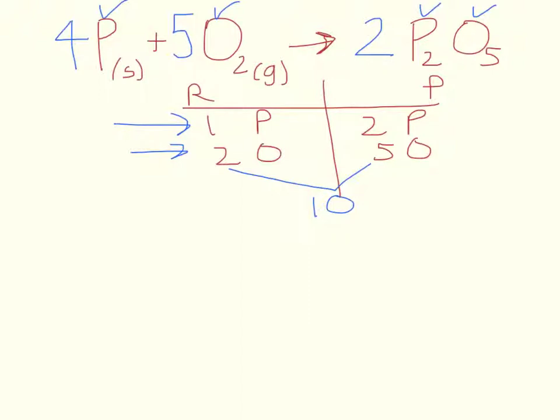The next thing I need to do is go ahead and draw shapes. So what I'd like to do is assign a different color or a different shape to each element. So for the phosphorus, I'm going to use a circle. And since there are 4 of them, I'm going to draw 4 circles. They are not connected because they are 4 atoms. There's no subscript on the P, so I'm just going to represent them as 4 circles.